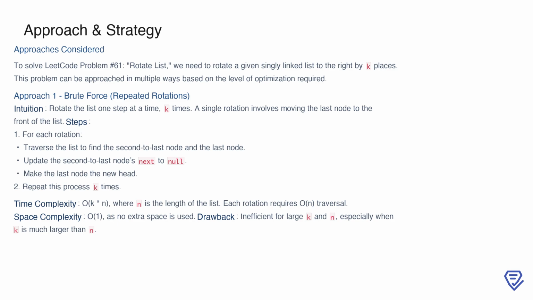While this approach is straightforward, its inefficiency becomes apparent with larger values of k and n, as the time complexity is O(k*n). This inefficiency arises because each rotation requires a full traversal of the list. On the bright side, the space complexity is constant, O(1), since no additional data structures are used. However, given its performance limitations, this method is not ideal for large inputs.